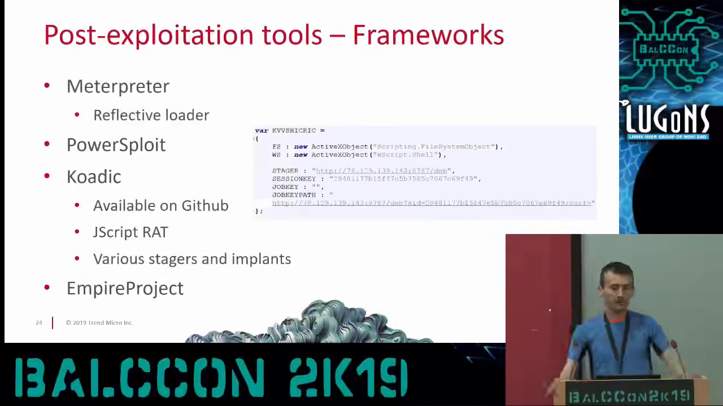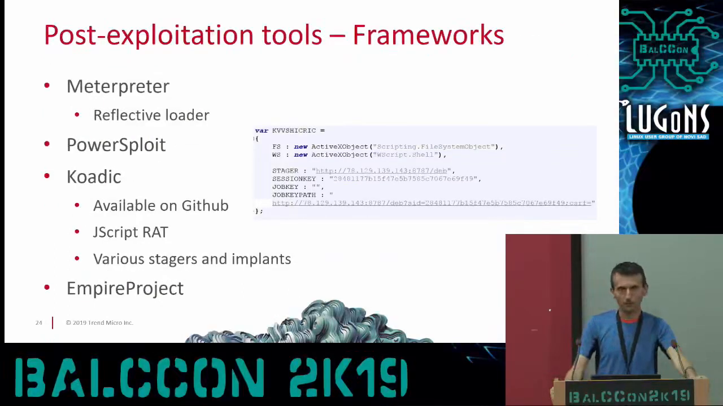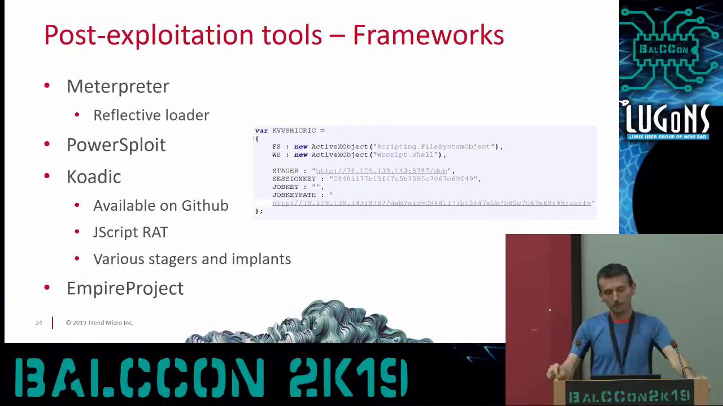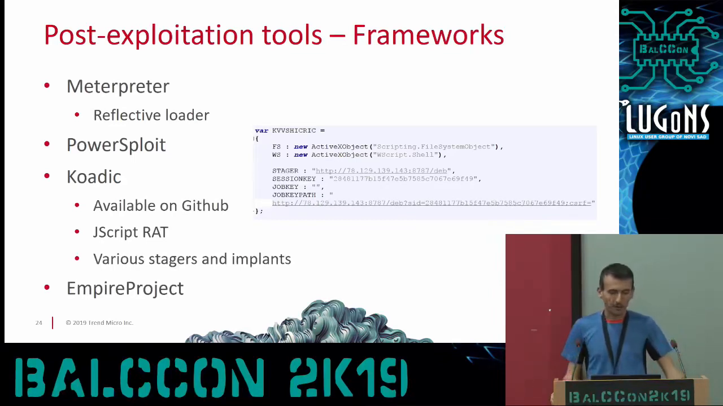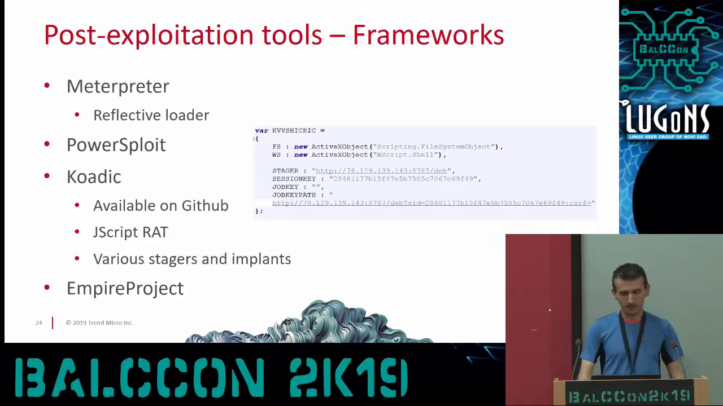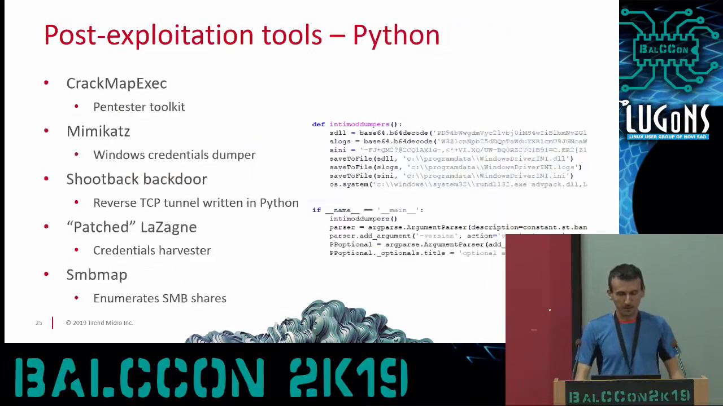We also found, except for these custom backdoors which they wrote by themselves, some frameworks which are generally available on GitHub or on the internet, and they've been using them in some of their operations. These include, for example, Meterpreter, PowerSploit, Koadic, which is a framework written in JavaScript, the Empire Project, and a few more tools, like SMBMap for mapping SMB shares, and credential stealing tools like Mimikatz or LaZagne.